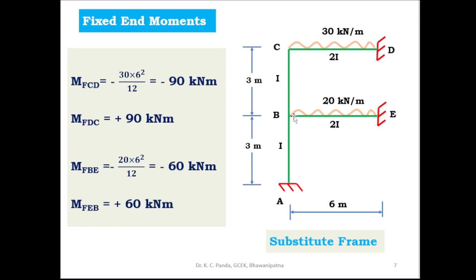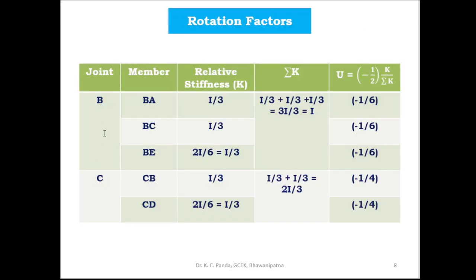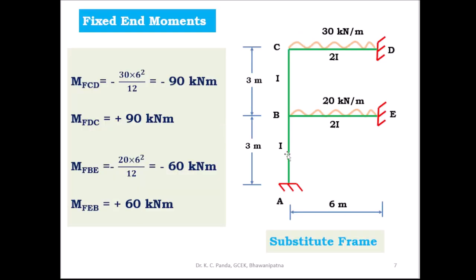At joint B, three members meet: BA, BC and BE, and at joint C two members meet: CB and CD. So here you take two joints B and C. As you know, first find the relative stiffness of the members.